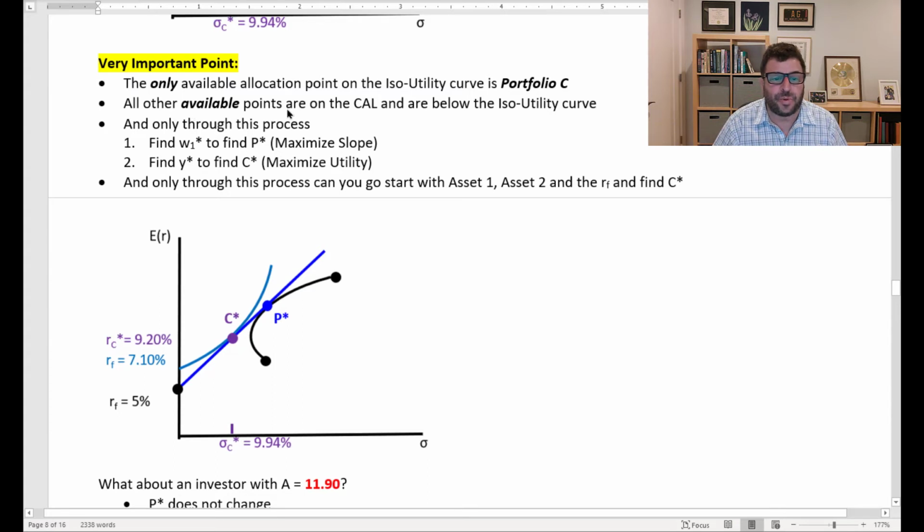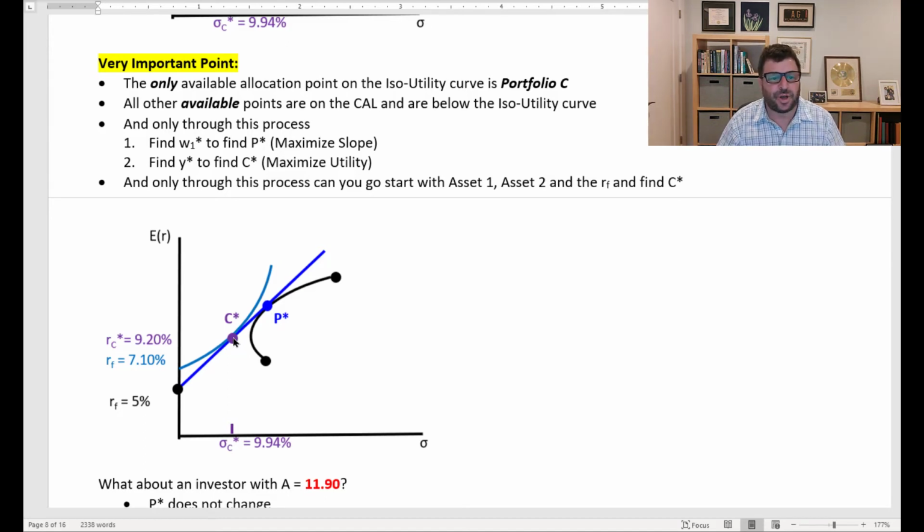All other available points on the CAL, on this capital allocation line, are below this ISO utility curve. And so nothing is as good as C. So for example, this spot right here, P star, or just down here is achievable. But since this is equivalent on the ISO utility and better than everything on the CAL, this must be the only good spot. So all other available points on the CAL are below this ISO utility curve. So therefore, this is the best spot.